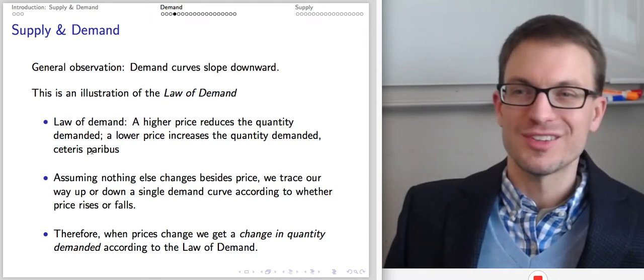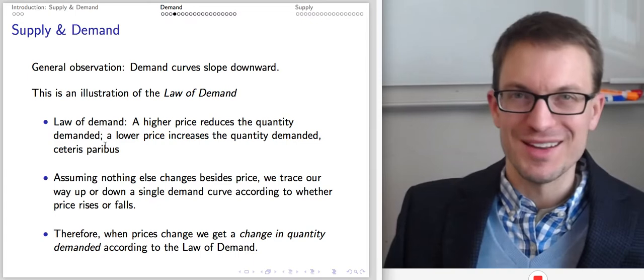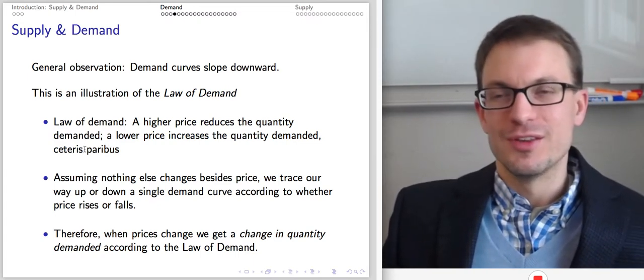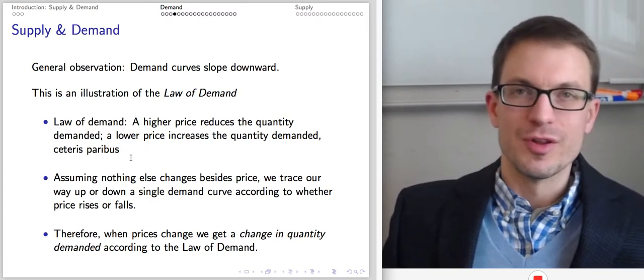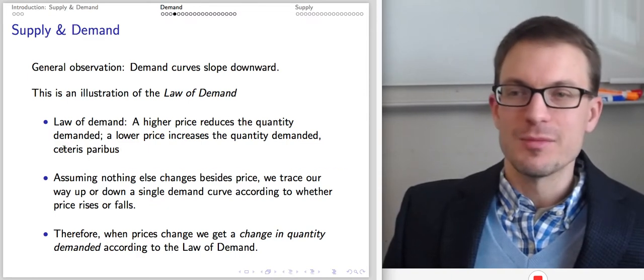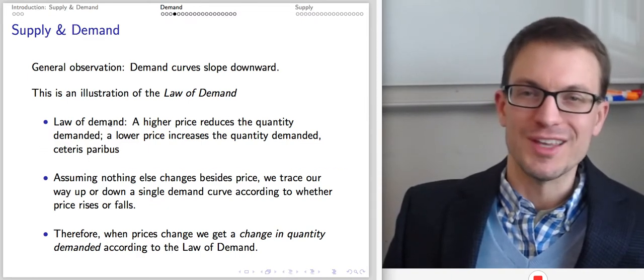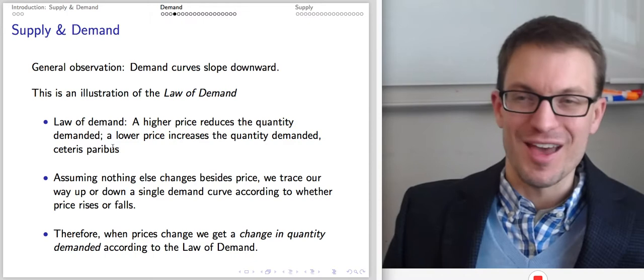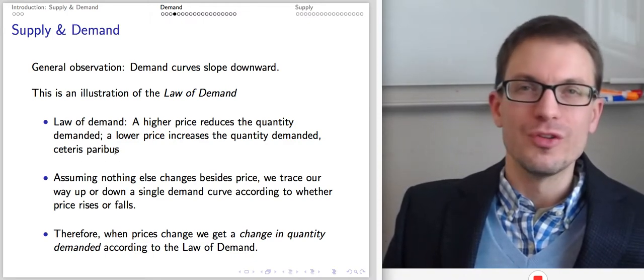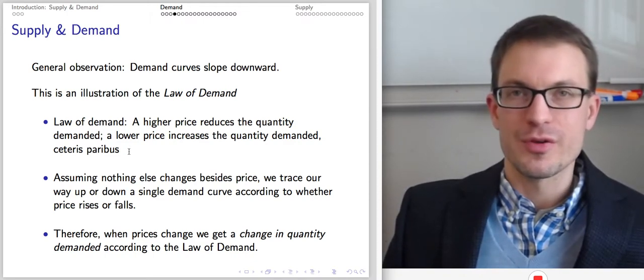Ceteris paribus. So what does ceteris paribus mean? We introduced this earlier. It's an important assumption we often make implicitly in economics. Sometimes we'll actually append this to the end of a statement, as I have here. Ceteris paribus means holding all other things constant, or other things equal.